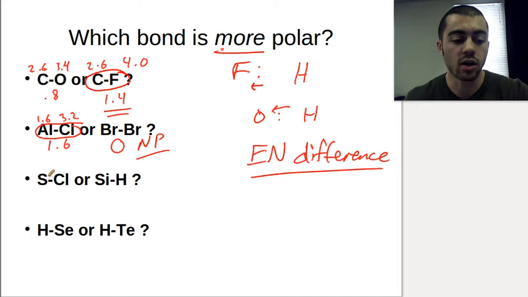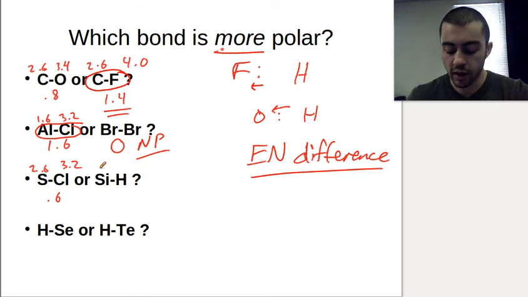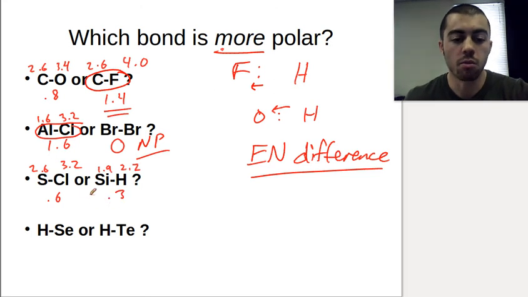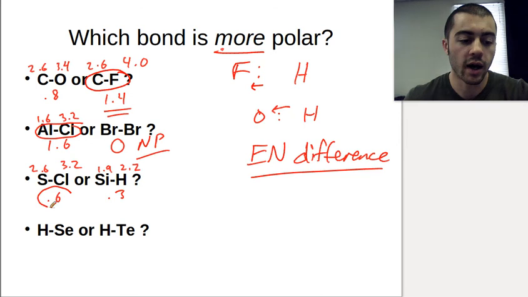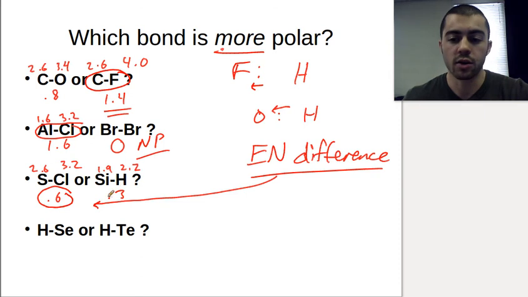If we look next at sulfur and chlorine, sulfur has an electronegativity of 2.6 and chlorine again 3.2, so the difference here is 0.6. Silicon has an electronegativity of 1.9 and hydrogen has 2.2, so the difference here is 0.3. So the more polar bond is going to be the one with the higher electronegativity difference, which is 0.6. So again, if we are trying to compare the polarity of two different bonds, the more polar bond is going to be the one with the bigger difference in electronegativity.